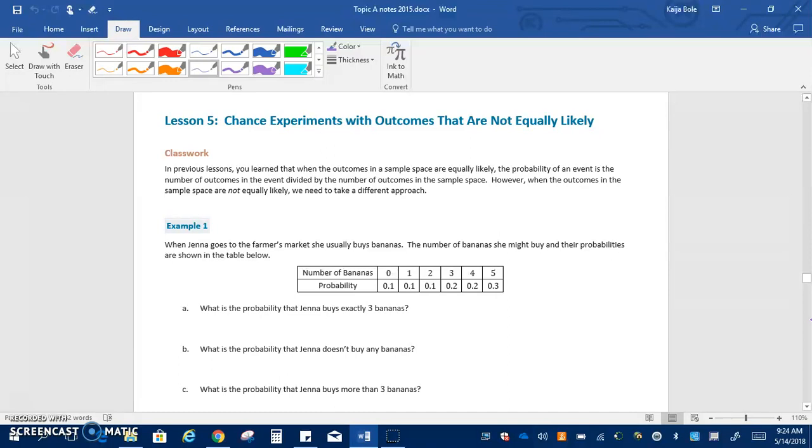So that means we're just going to look where it says 3, and it's 0.2. So remember to change this decimal to a percent. You're going to multiply by 100. So it would be 20%. B says, what is the probability that Jenna doesn't buy any bananas? So that means she bought 0 bananas, and that's 0.1. Again, times 100. So that's about 10%.